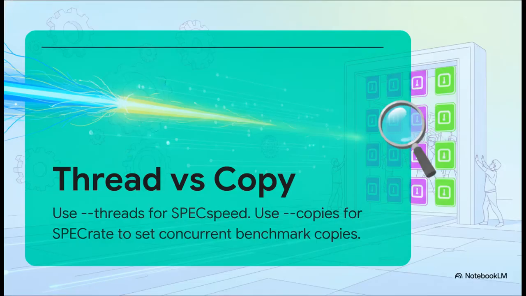So the absolutely crucial takeaway here is knowing exactly which flag to use. If you're running a speed suite, you're going to use the --threads flag to speed up a single job using OpenMP threads. But if you're running a rate suite, you use the --copies flag. That pushes way more total concurrent jobs through your hardware at the same time. These are two totally different ways to stress test a machine.